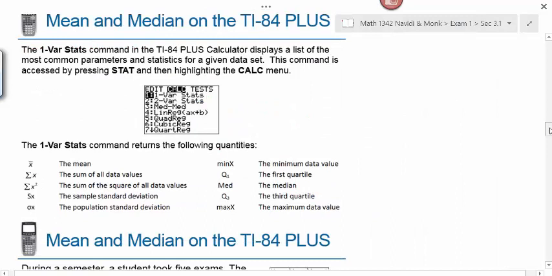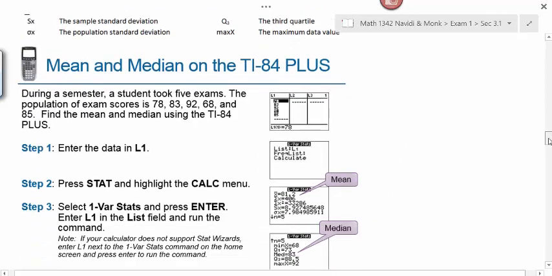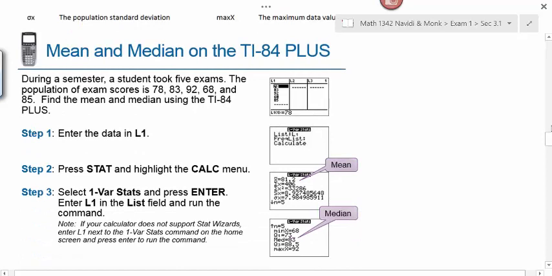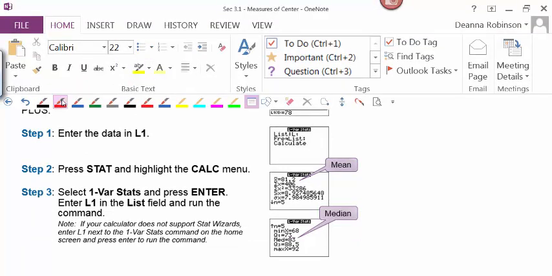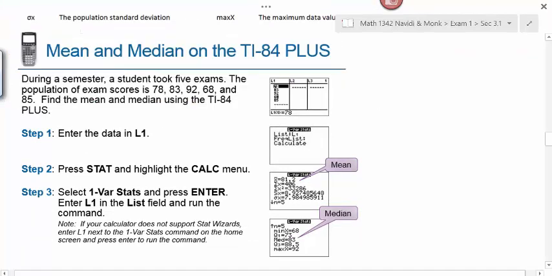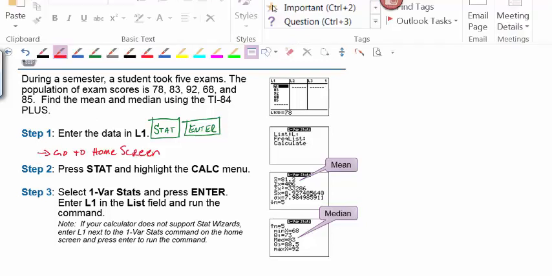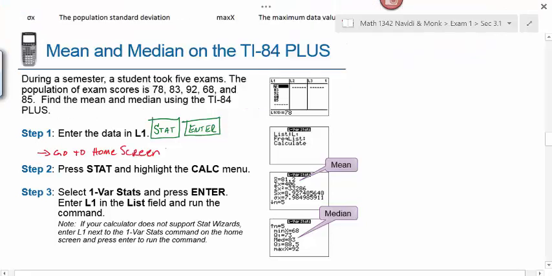Here's the steps for finding the mean and the median on the TI-83 Plus. Once again, I think what we have handwritten in our notes is probably better because they're leaving out things like how to get to the L1. You need to hit Stat, Enter. Also, they left out the fact that you need to go back to the home screen before you can hit Stat Calc. I know they're assuming you know this, but I don't assume anything.